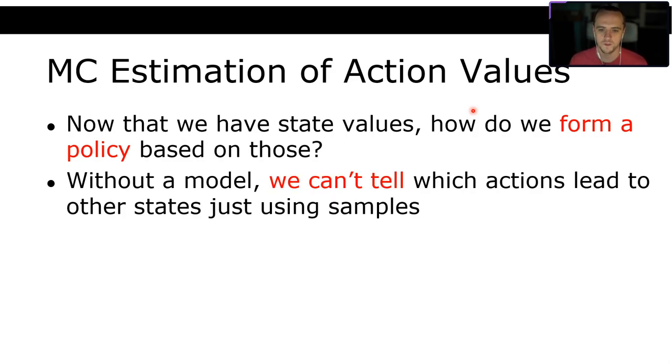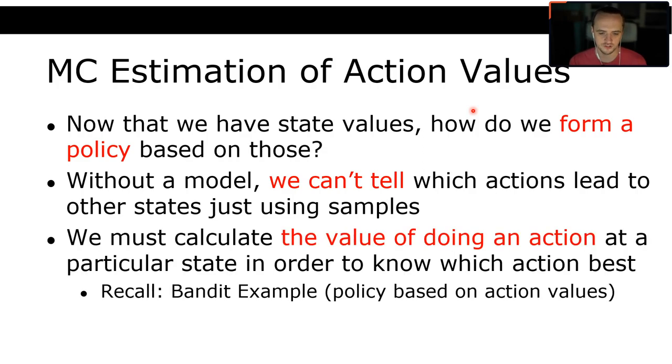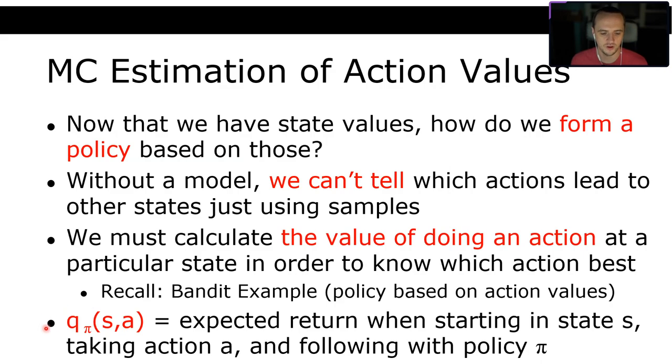Without a model, we can't tell necessarily which actions led us to other states just by using samples and the value update method. So instead of just calculating the value of states, we have to calculate the value of doing an action at a particular state in order to know which action was actually best. Instead of just calculating V pi of S, we're going to do the Monte Carlo method, but we're going to update Q pi of S, A. Again, that's the expected return when starting in state S, taking an action A, and following a policy pi.